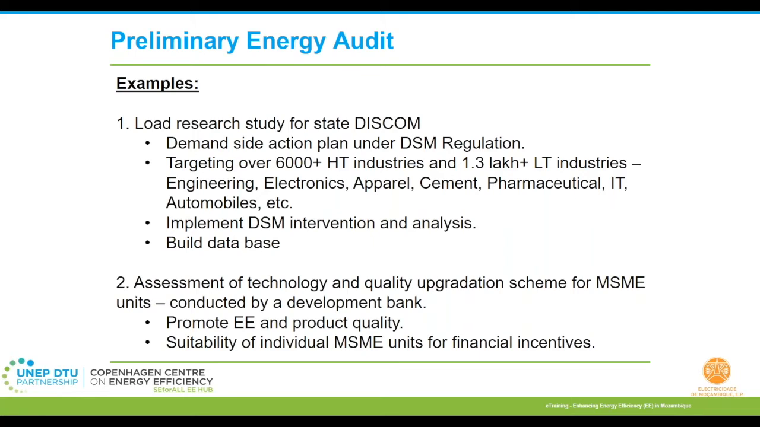The first one is a load research study for a state distribution company, which involved about 6,000-plus HT industries and about 1.3 lakh LT industries from different sectors. The bigger picture for the utility company was to prepare a demand side management action plan based on the outcomes of this load research study. Based on this, the utility company planned to implement different category-wise DSM interventions and also conduct some analysis.